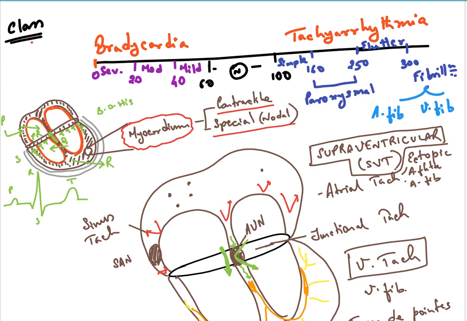বলছি যে বিয়ন্ড 160 হলে হচ্ছে paroxysmal, huh. আর বিয়ন্ড 250 হলে কেস অফ ফ্লাটার। Flutter. ঠিক আছে। And beyond 300 it is a case of fibrillation.